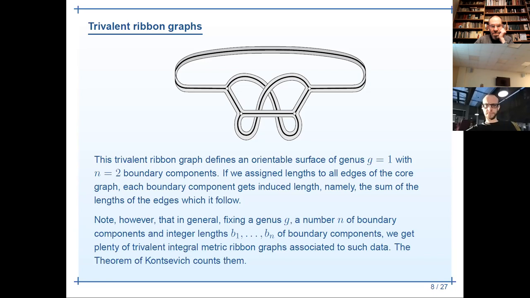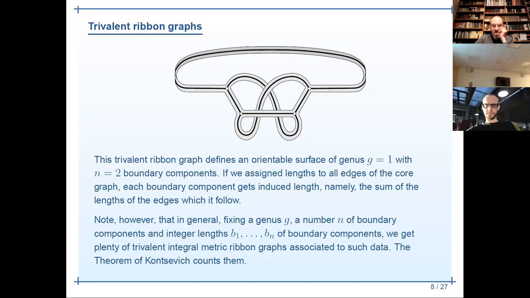So already in this case, you can see that we have two boundary components, they follow all the edges, so they have equal length. And if I fix the length of the boundary component, I can vary my graph a little bit because I can make one of the edges shorter and compensate by making another edge longer. So the metric structure of the graph changed, but the topology and the length of the boundary component didn't.